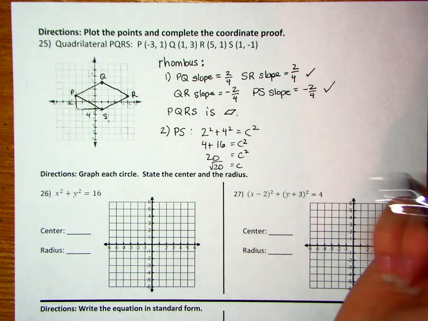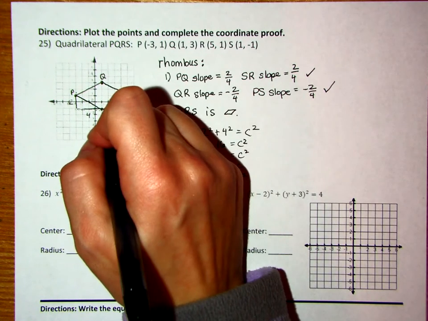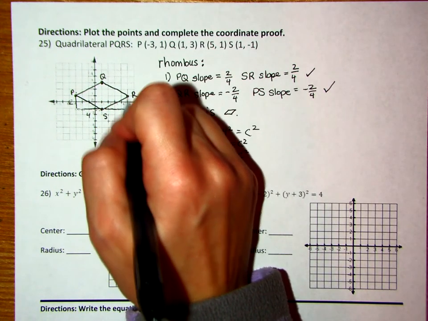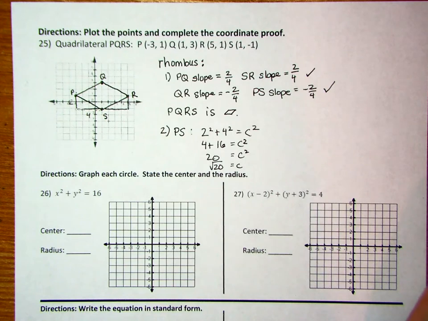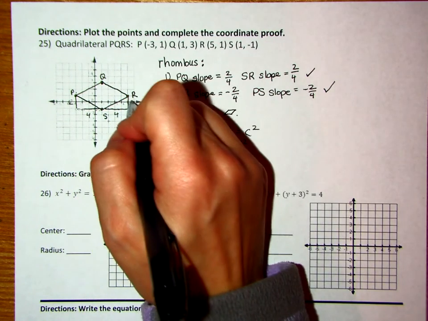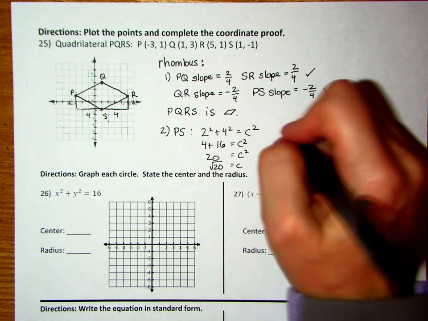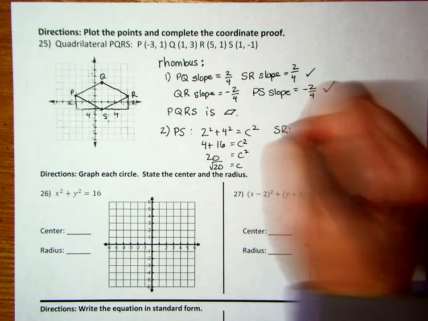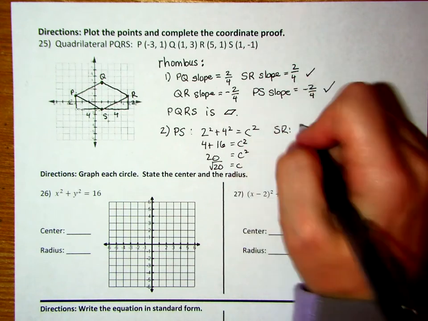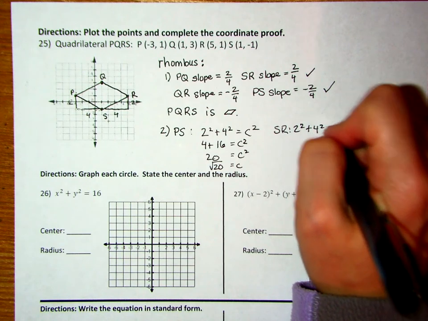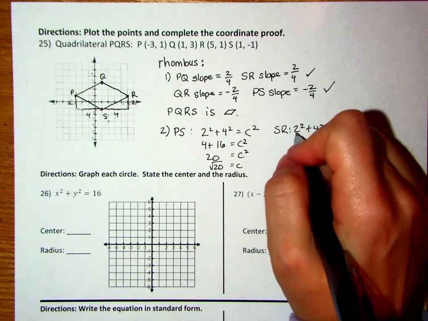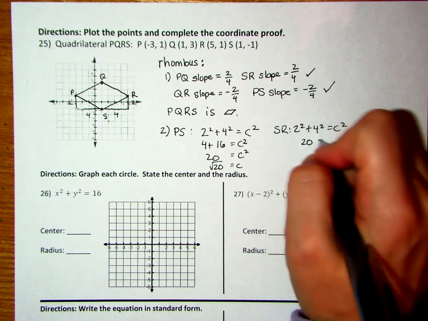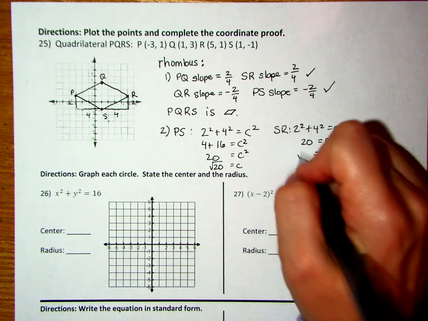Now I could simplify that, but I'm actually going to leave it because now, if you'll see, I'm going to go ahead and make the right triangle for this set of sides, the next side over. And that is 4 units, and that is 2 units. So again, for SR, we're going to use the Pythagorean theorem, leg squared plus leg squared equals C squared. And I already did this problem, so I already know that that's going to be 20 equals C squared, and C is going to equal the square root of 20.